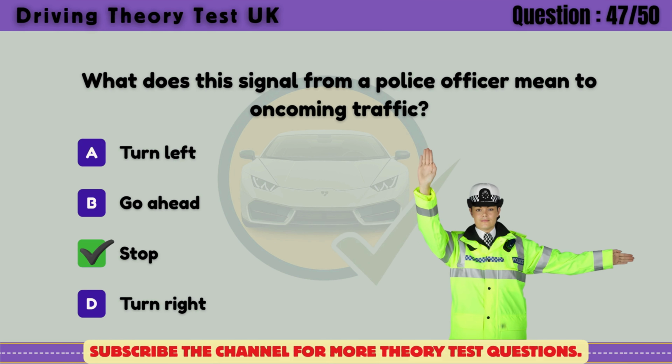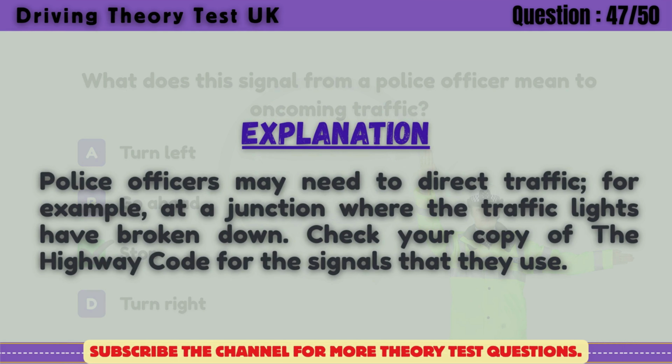Answer is C. Stop. Police officers may need to direct traffic, for example, at a junction where the traffic lights have broken down. Check your copy of the highway code for the signals that they use.